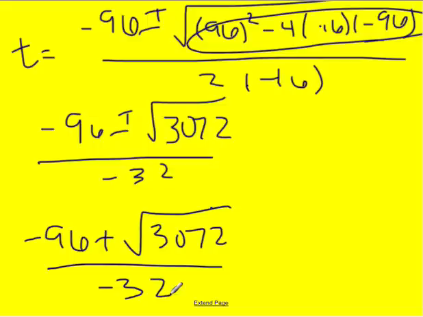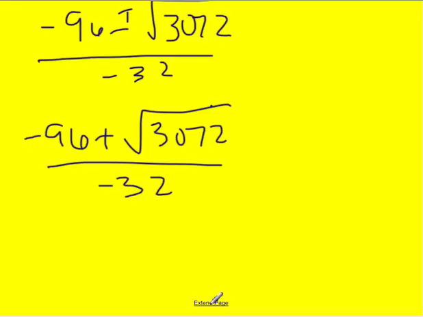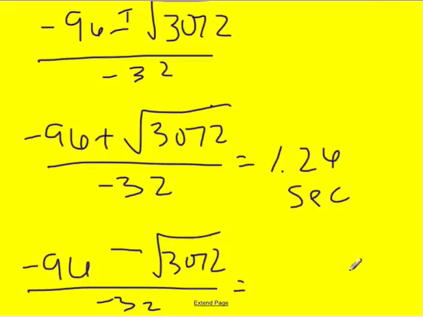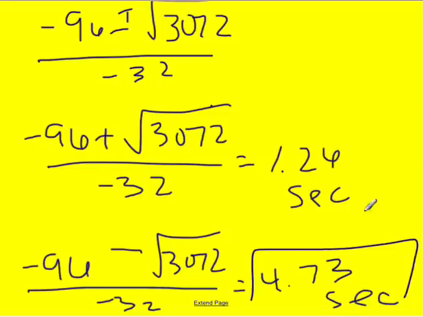Again, do negative 96 plus the square root of 3072, and then hit enter, and then divide by negative 32, and you get 1.26. And your label for that is going to be seconds, because we're talking about time. Then negative 96 minus the square root of 3072, hit enter, and then divide that by negative 32. And you end up getting 4.73, and again, your label is seconds. So both of these are times that it's going to hit 96 feet.